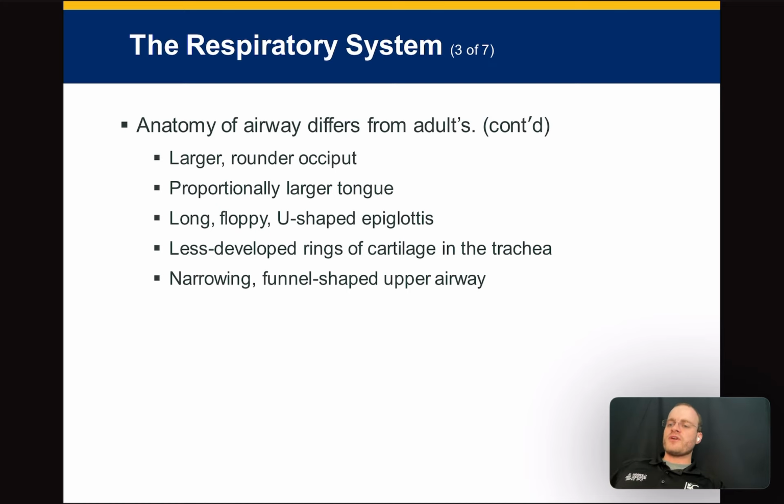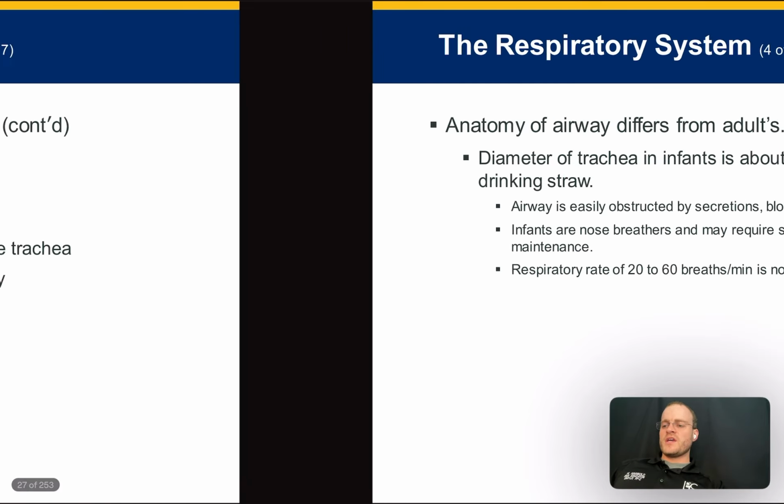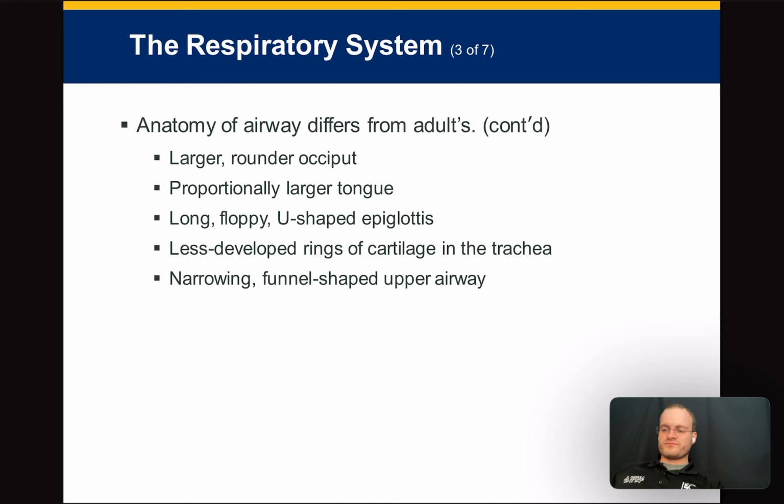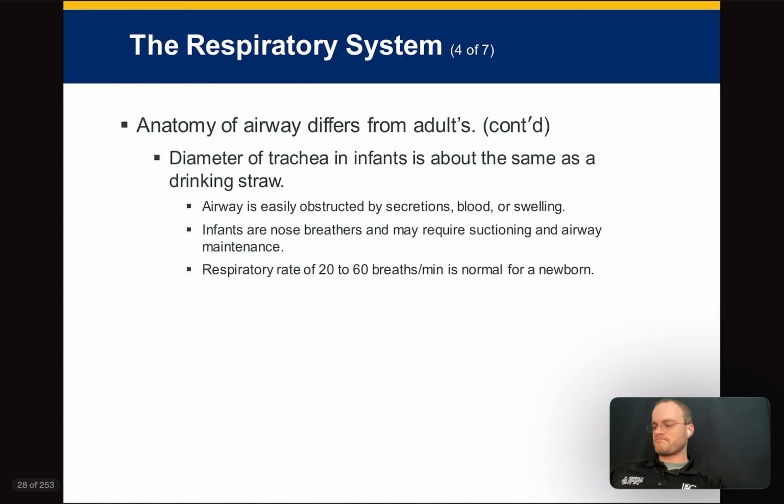And then they have a narrowing funnel shape of the upper airway. This funnel shape takes place at the level of the cricothyroid cartilage right here. If something's going to get stuck in the child's airway, like a button or a battery, it's probably going to get stuck right here, which is a terrible place to get stuck. It's right in the middle of the trachea. The diameter of the trachea is about the same as a drinking straw. You can imagine how small that is. The airway is easily obstructed with secretions, vomit, blood, swelling.